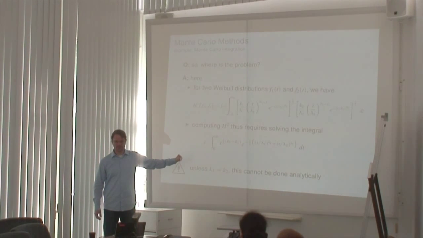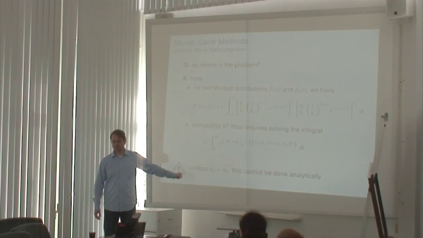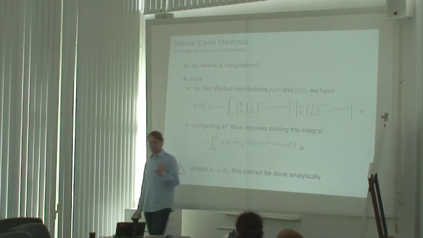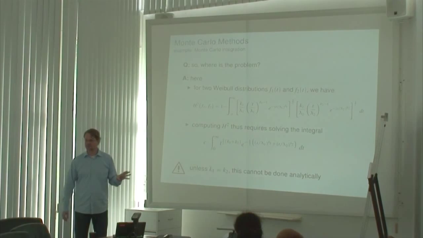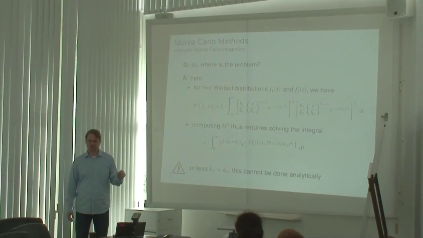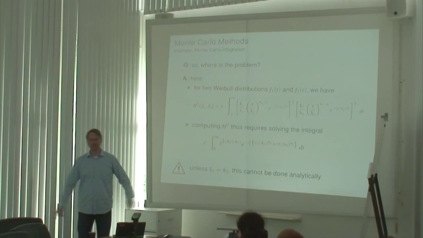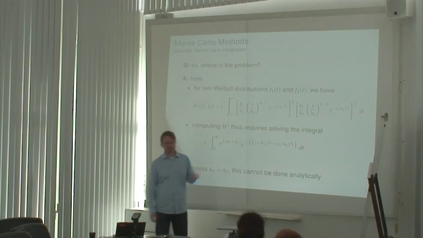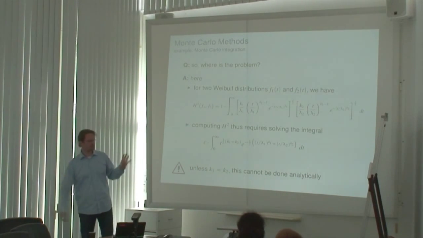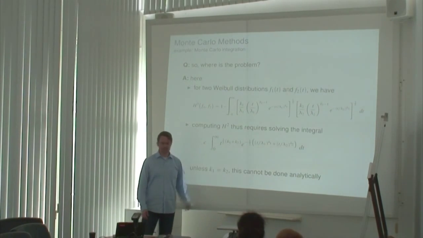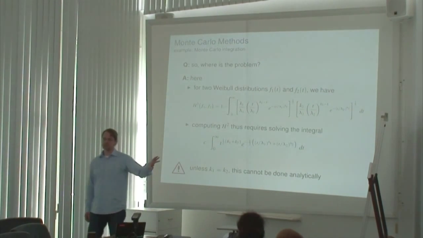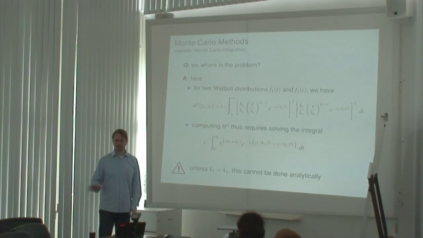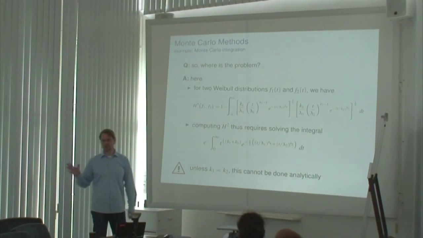Does anybody know why not? So this function here does not have an antiderivative. Have you seen that before? Well, it happens all the time. And the problem here is basically the argument of the exponential. Unless k1 equals k2, in which case this becomes very trivial, this integral cannot be solved using pen and paper. It does not exist.